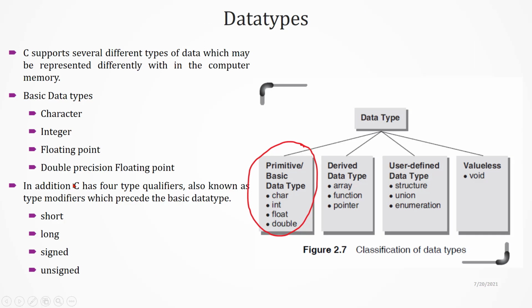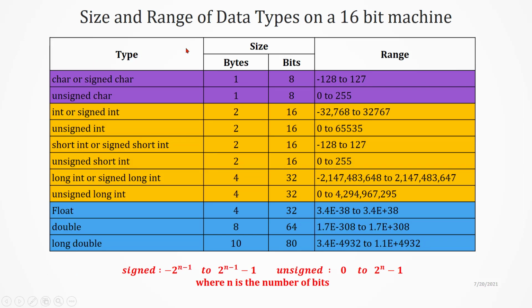So also we have some qualifiers called short, long, signed and unsigned. Here you just look at the chart. Char or unsigned char: suppose I want to store character data in the computer memory, we have to use char or signed char, and it will take 1 byte of memory.